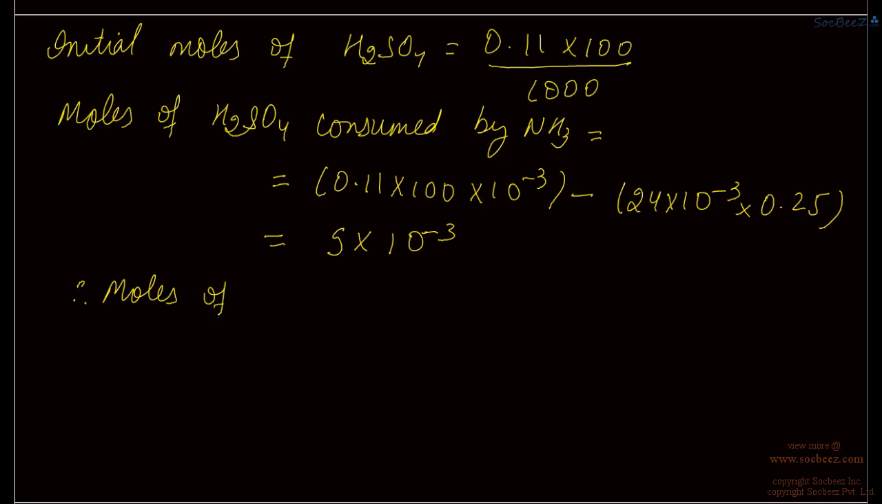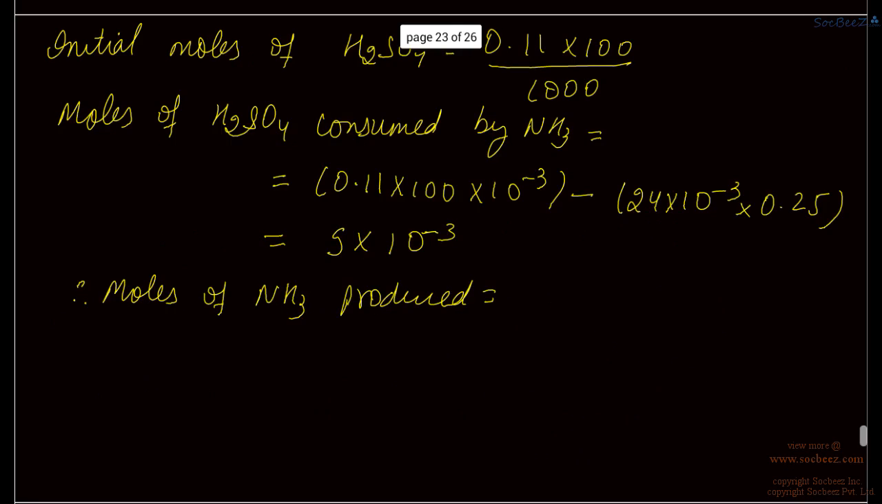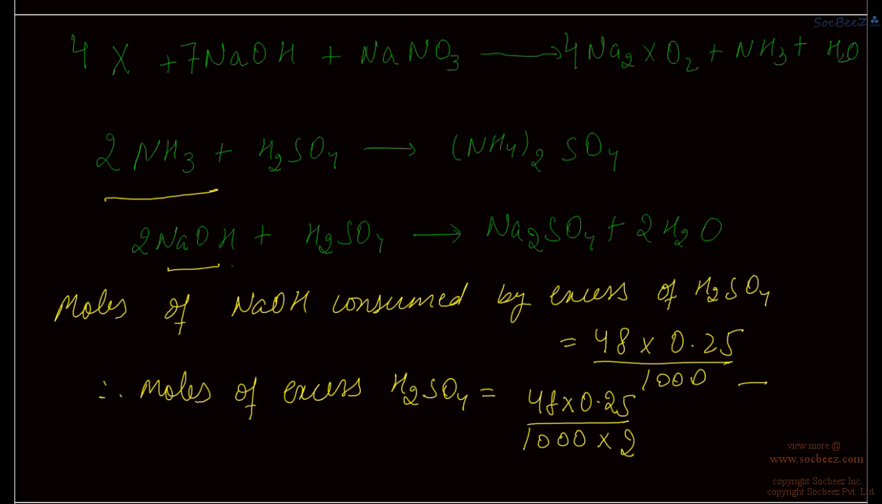So the moles of NH3 produced, therefore, see, the reaction is taking place in this manner. Since 2 moles of NH3 is consumed by 1 mole of H2SO4, therefore moles of NH3 produced will be double that of H2SO4 consumed by NH3. So we will multiply it by 2. It is 2 into 5 into 10 raised to the power minus 3. It is 10 raised to the power minus 2 or 0.01. So the total amount of NH3 that is produced is 0.01 moles.